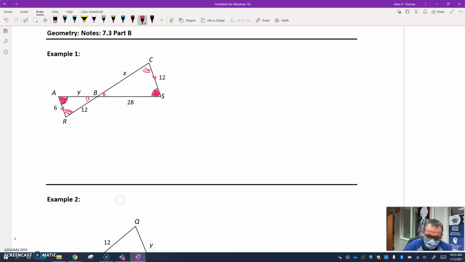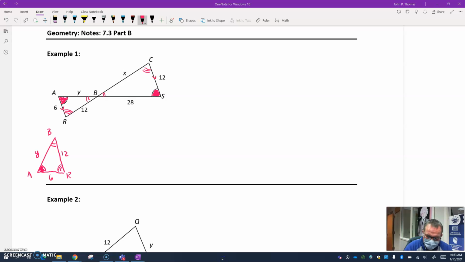So what I'm going to do is pull these two triangles out, and I'm going to carry all the labeling over. So A, and that's the filled in one, B up here at the top, which is the 2 mark angle, R down here at the bottom, which is the one that has 3 marks on it. BR was 12, AR was 6, and AB was Y.